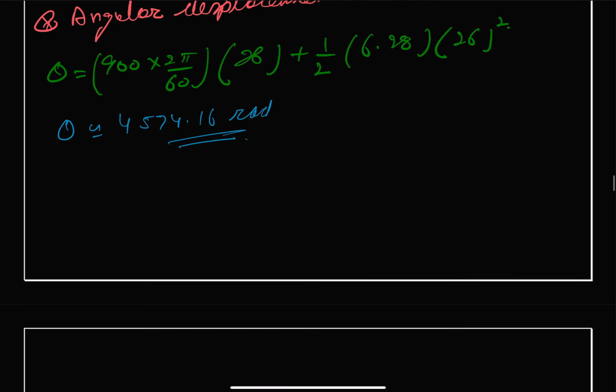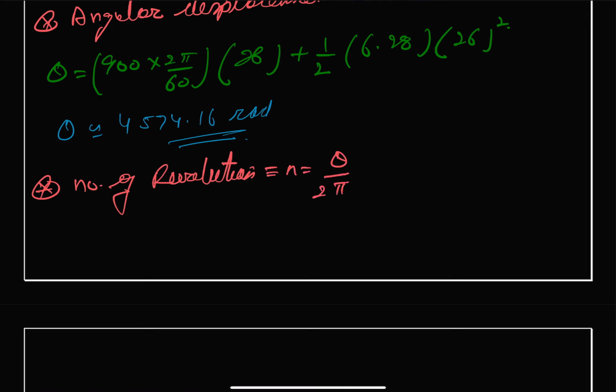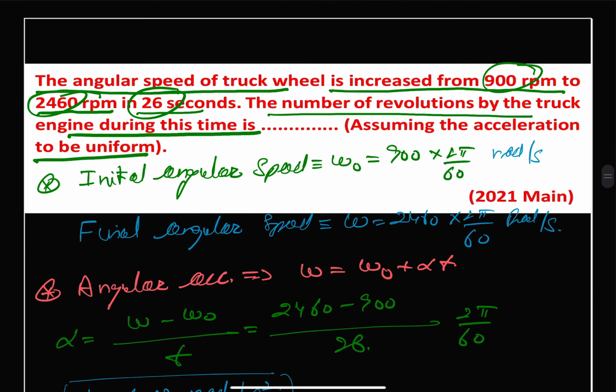And the number of revolutions, n, will be equal to theta upon 2π, and this comes as 4574.16 divided by 2π, approximately equal to 7 to 8. So this is our 7 to 8.